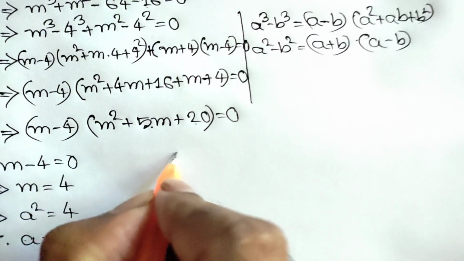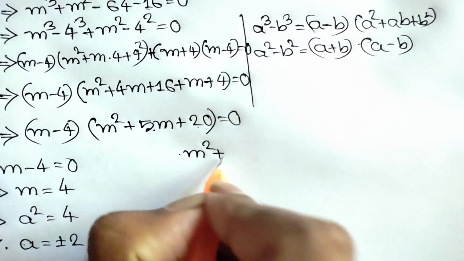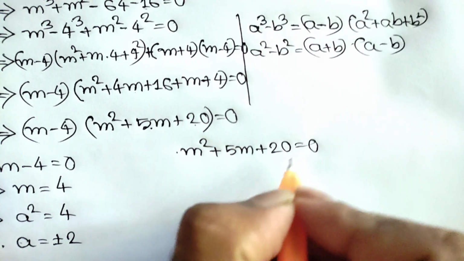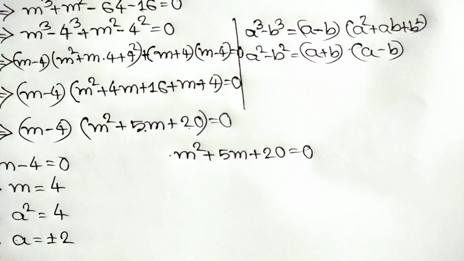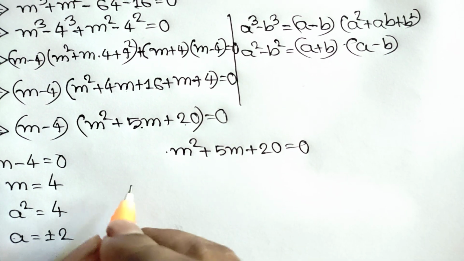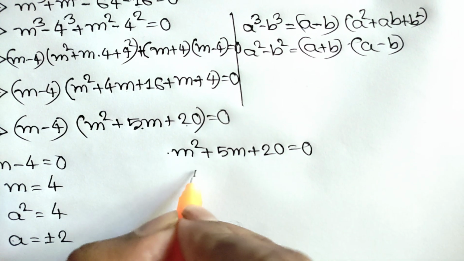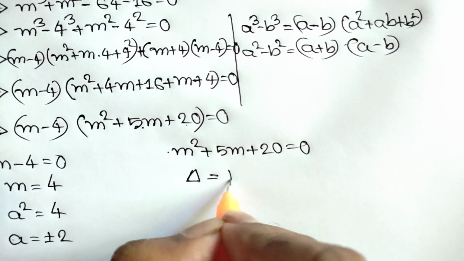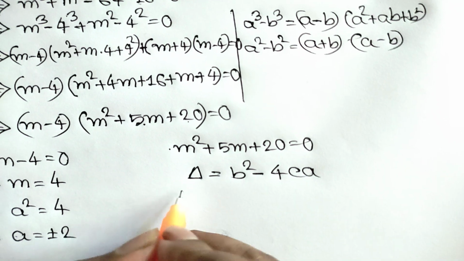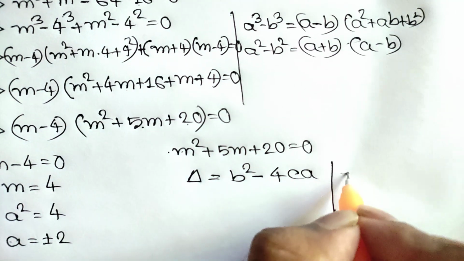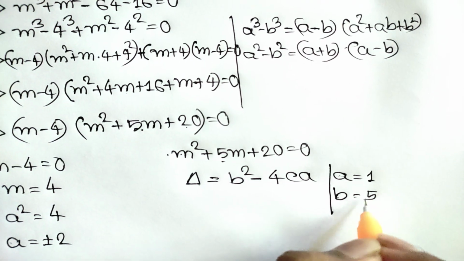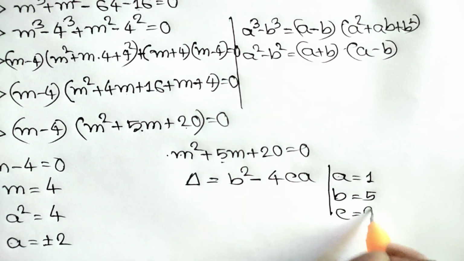Again, m square plus 5m plus 20 is equal to 0. This is a quadratic equation. The discriminant of the equation, delta, is equal to b square minus 4ac. Here a is equal to 1, b is equal to 5, and c is equal to 20.